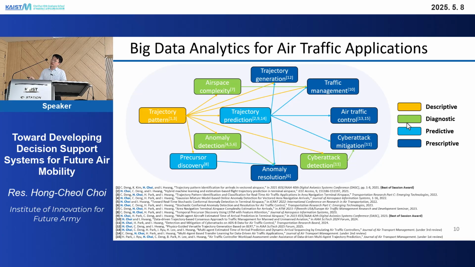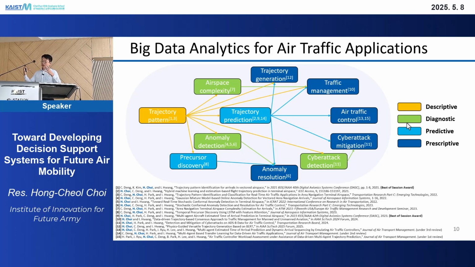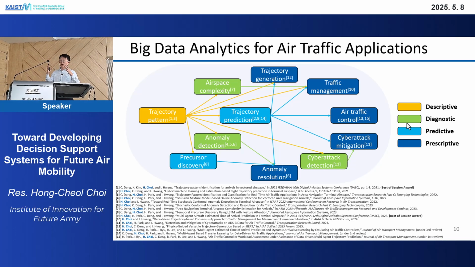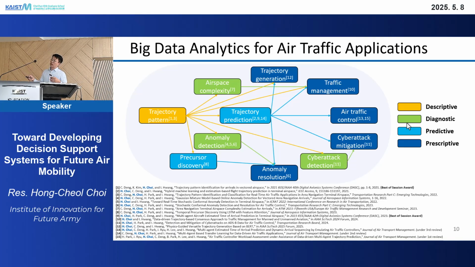For example, this work is trajectory pattern identification and classification work, and it is used for other diagnostics and predictive or prescriptive works or analytics, because for this work, from the huge number of the trajectories, we can group some specific trajectory patterns, a finite number of patterns. Then we focus more on specific patterns for the next task. So for example, it's kind of the clustering.